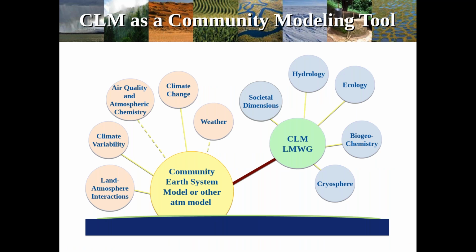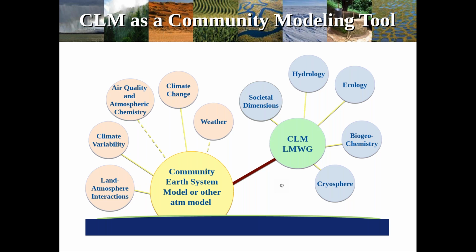So CLM is the community land model, and it's part of the community earth system model, which is supported by NCAR. The community earth system model is a tool that can be used to answer a wide variety of questions related to climate and the interactions of all the different components of the Earth system, from land atmosphere interactions, climate variability, climate change, etc. And so, jump in if I miss anything here.